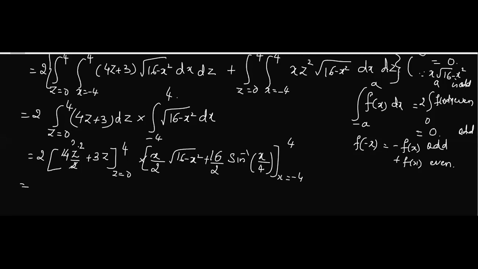This is 2 ones are 2, twos are... We'll get 2 into bracket, 2 into 4 square. 4 square is 16, twos are 32, plus... If you put z as 4, 4 threes are 12.